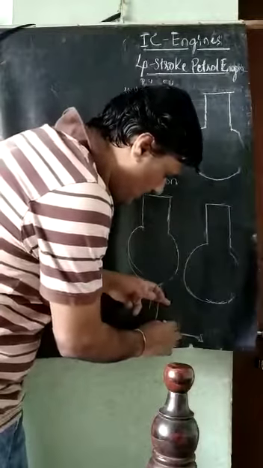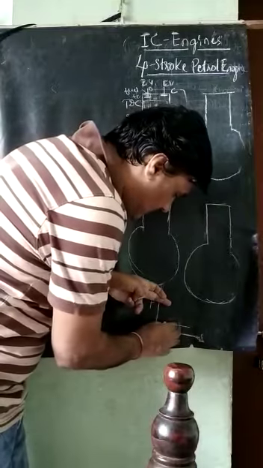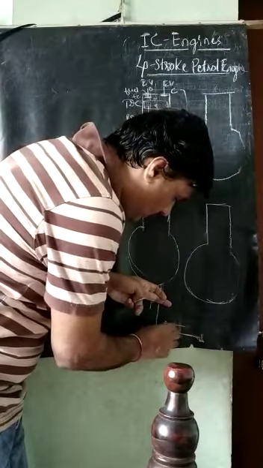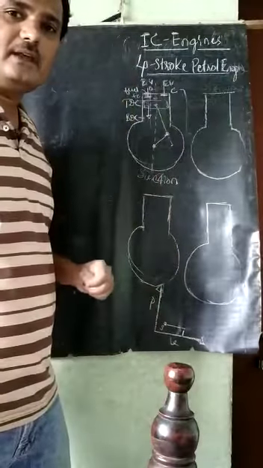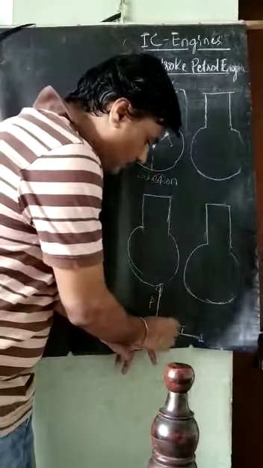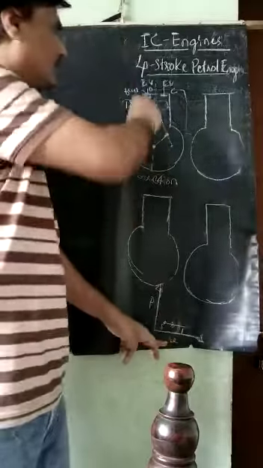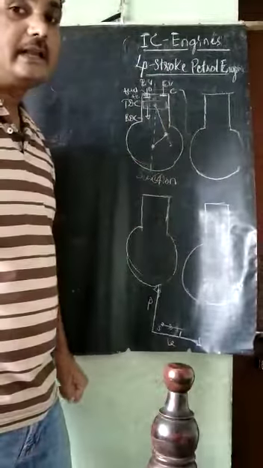How can we show it? It can be shown like this. This is the process, S to 1. So the fuel plus air starts entering here.